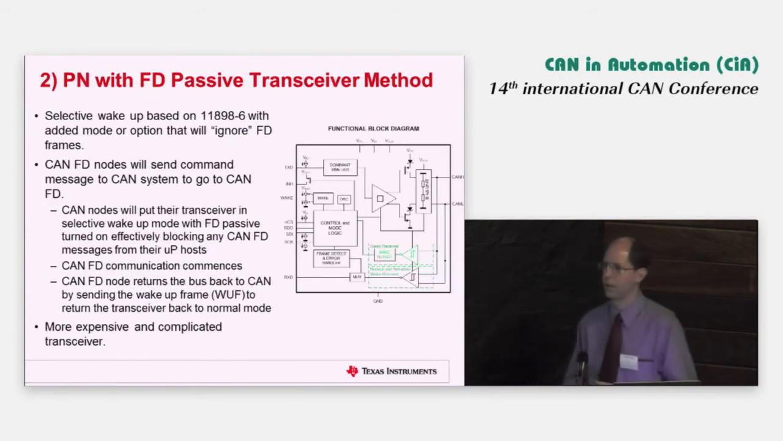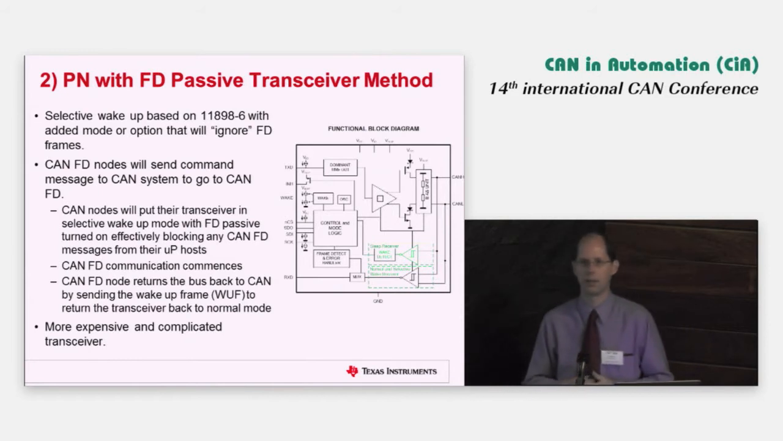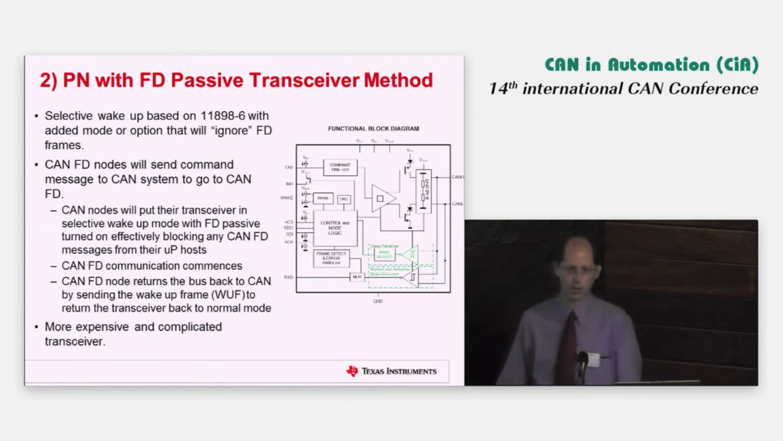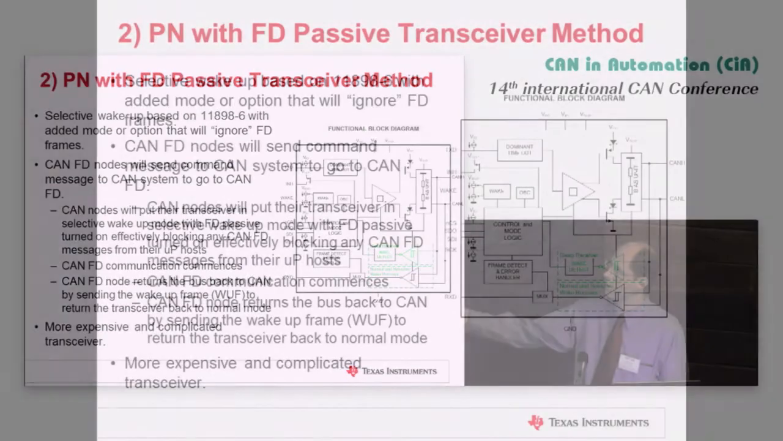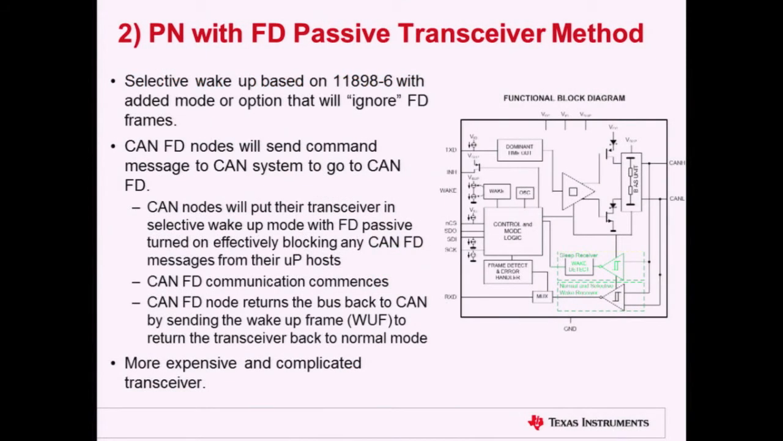A second method that has already been discussed today, and I think has been presented in other things, is to use a new derivative, a partial networking transceiver. So if we use a CAN transceiver with selective wake-up feature and we update the control logic and the frame detection to understand the FD frame, and it can recognize an FD frame, we can make this transceiver so that when it's in selective wake-up mode, it will ignore FD traffic, won't increment the error counters, won't do any strange thing.